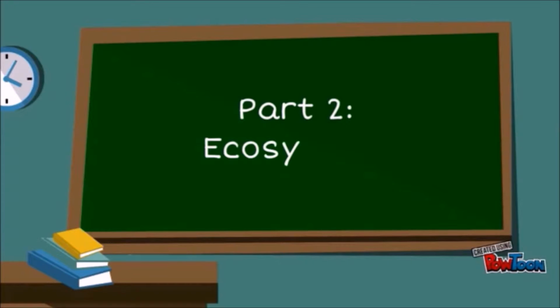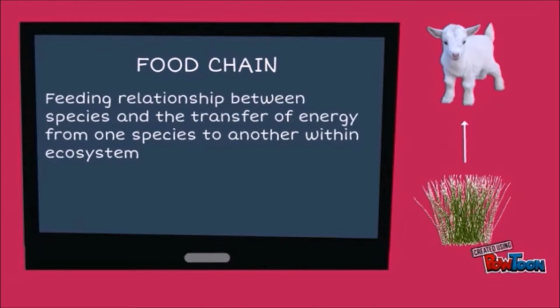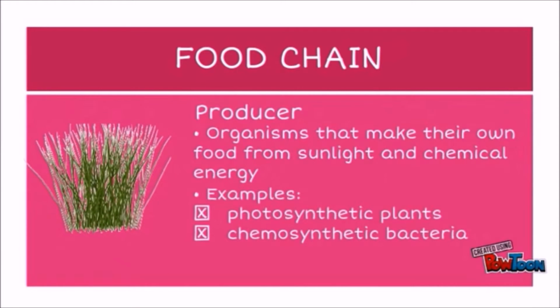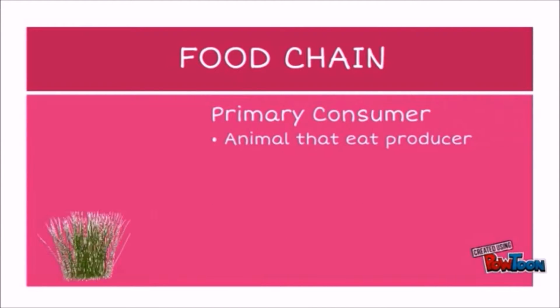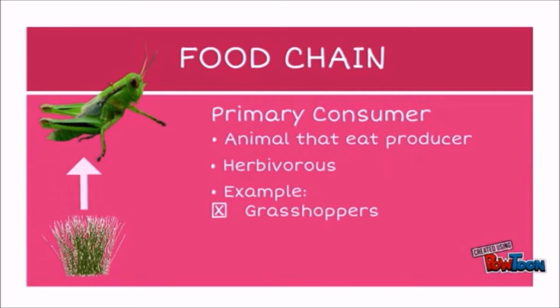Part 2. Ecosystem. Now, let's start with food chain. Food chain is the feeding relationship between species and the transfer of energy from one species to another within an ecosystem. The starter of a food chain is the producer. They are organisms that make their own food from sunlight and chemical energy, for example, grasses.